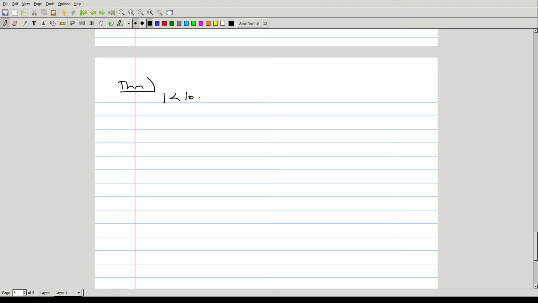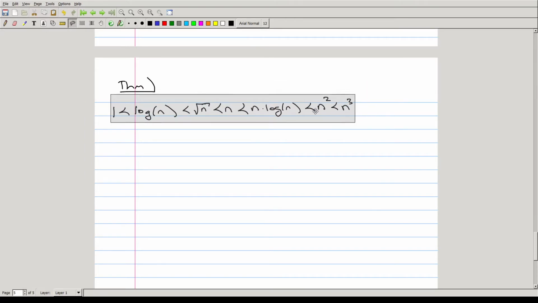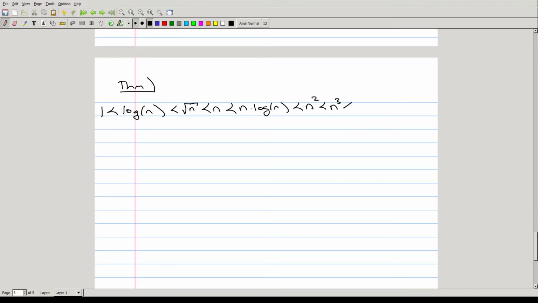One is strictly dominated by the function log n, which is strictly dominated by the function square root of n, which is strictly dominated by the function n, which is strictly dominated by the function n times log n, which is strictly dominated by the function n squared, which is strictly dominated by n cubed, which is strictly dominated by the function 2 to the n, strictly dominated by the function 3 to the n, which is strictly dominated by n factorial, which is strictly dominated by n to the n.